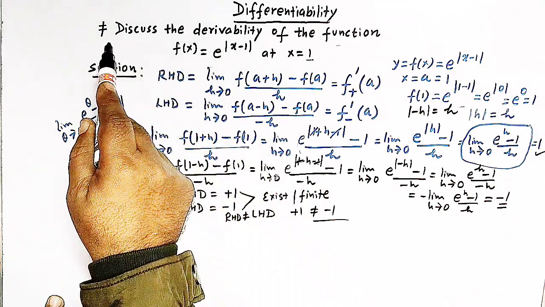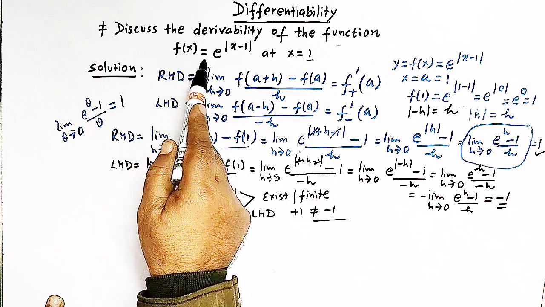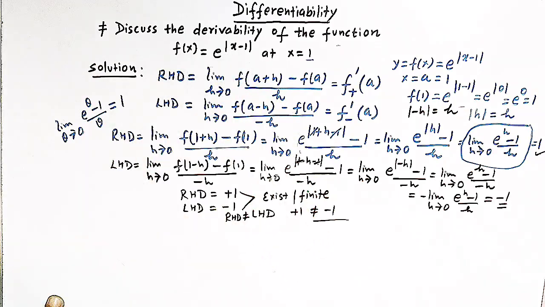So we can claim that this function, that is f of x is equal to e raised to mod of x minus 1, is not differentiable at x is equal to 1.